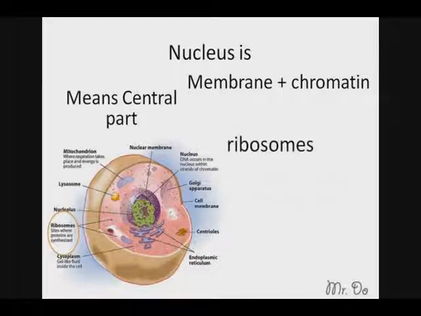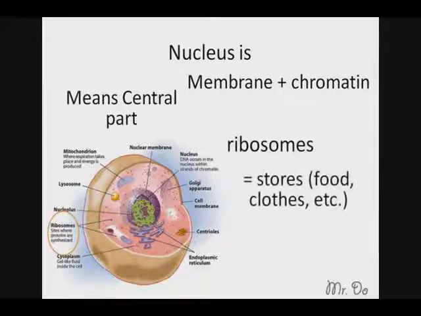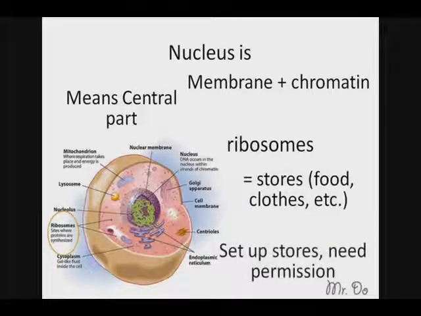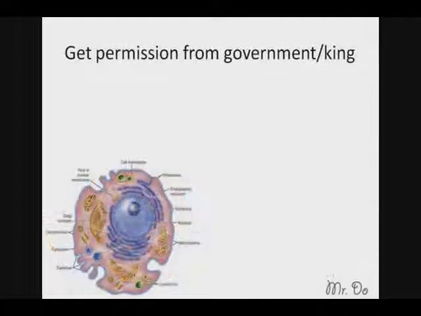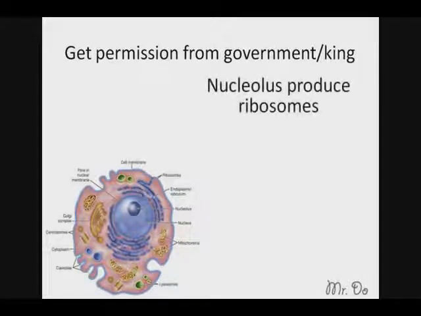Now next we're going to talk about ribosomes. Remember, ribosomes are equivalent to stores. We have a bunch of free floating, and there are those that are attached. So the ribosomes are equivalent to stores that produce food and clothes and such, but in order to set up stores, you need permission. So you would need to get your permission from either the government or the king, and remember that's equivalent to our nucleolus. So in other words, the nucleolus produces ribosomes.